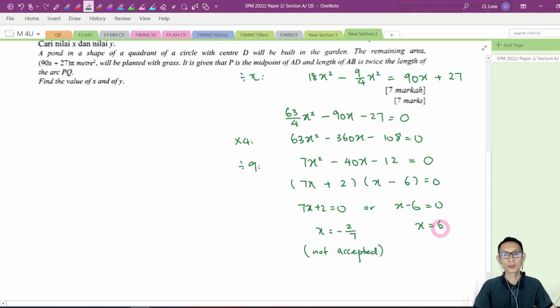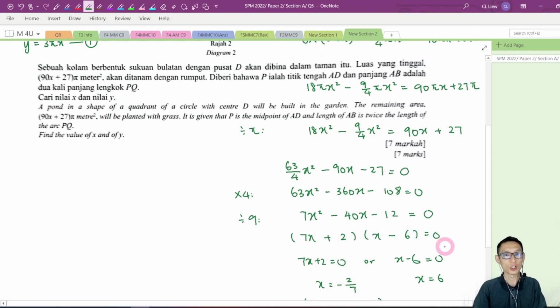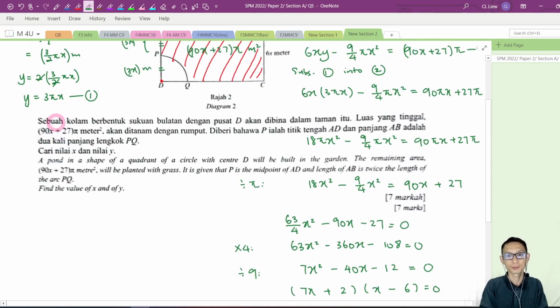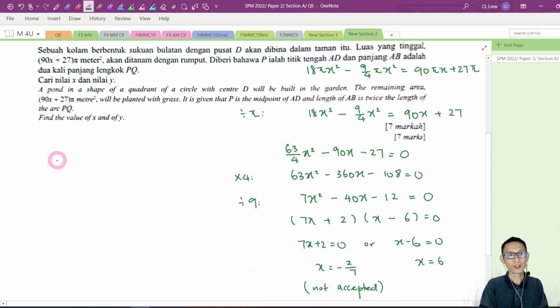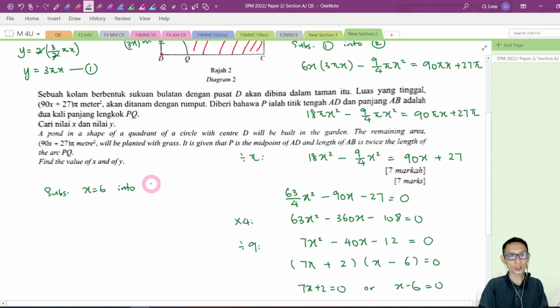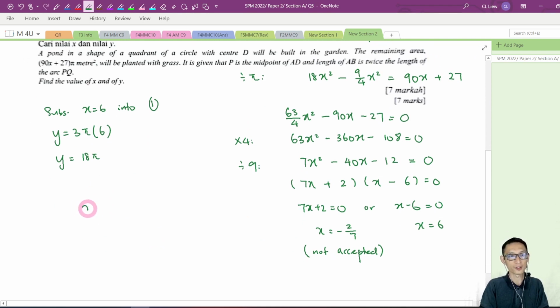Now we already found the value of x, which is equal to 6. Next, let me continue doing it here. Since I know that y is equal to 3 pi x, I'm going to substitute x equal to 6 into the first equation. So y is equal to 3 pi x, so y is equal to 18 pi. So our final answer: x is equal to 6, y is equal to 18 pi.